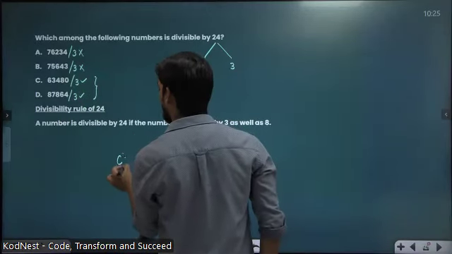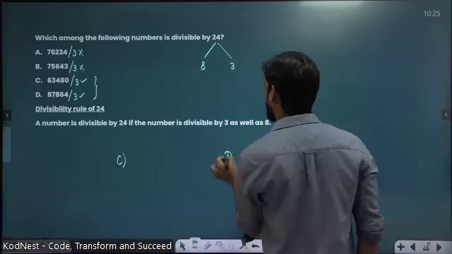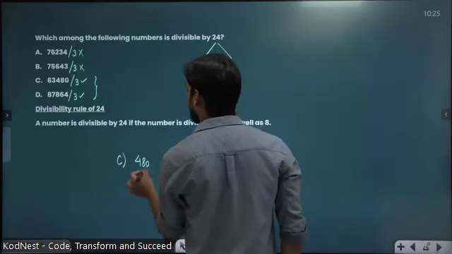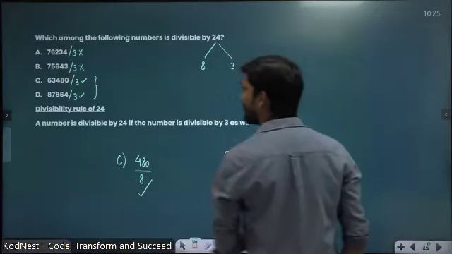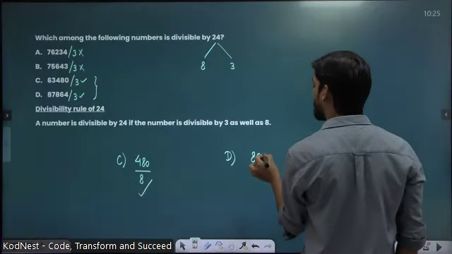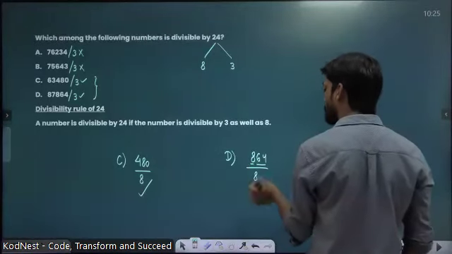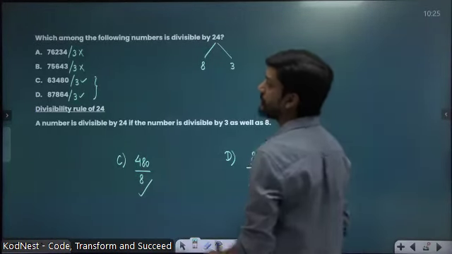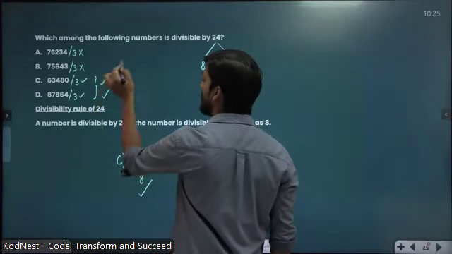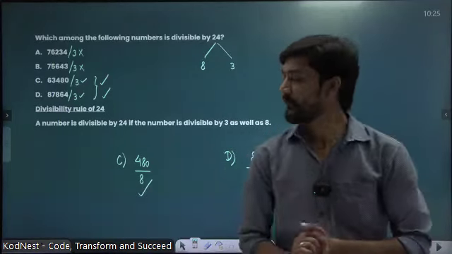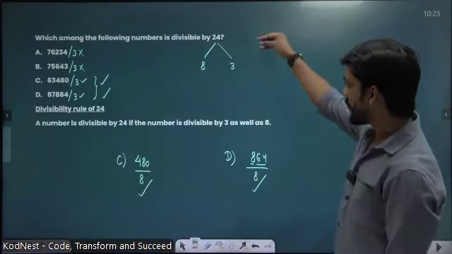So for C option and D option, I will take the last three places. 480 by 8 is divisible, and 864 by 8, clearly visible, 8 and 64, so divisible. So C and D options are divisible by 24. Okay. All right. So this is what we have to do.